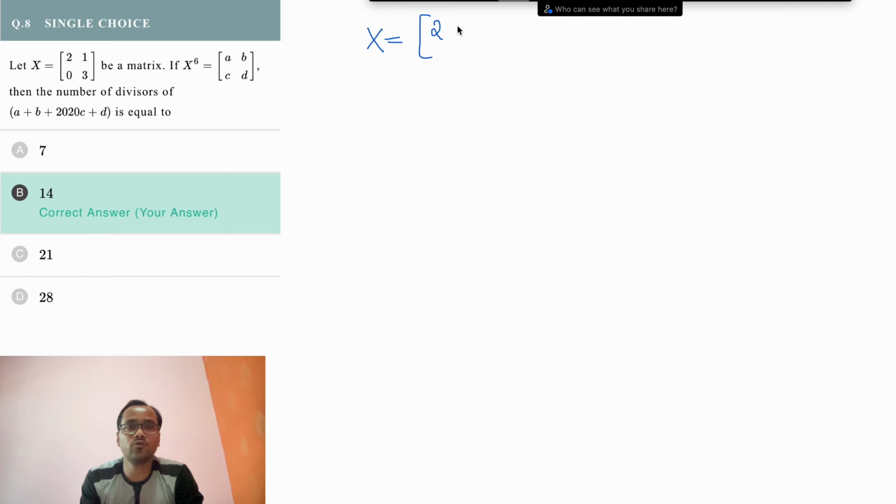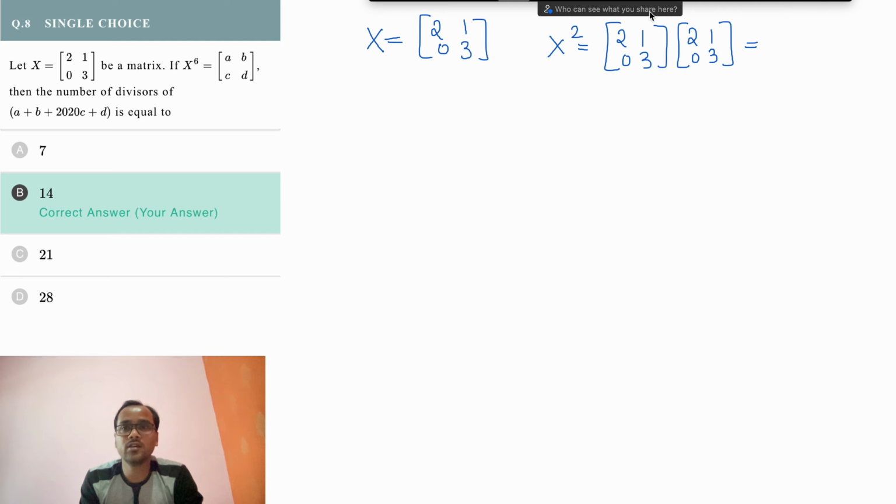So what is X here? X is [2 1; 0 3]. So X square will be equal to [2 1; 0 3] into [2 1; 0 3]. Multiplication of these two, matrix multiplication, will give you 2 into 2 is 4, then 2 into 1 plus 1 into 3 is 5, and it would be 0, 0, and 3 into 3 is 9. So this is X square.